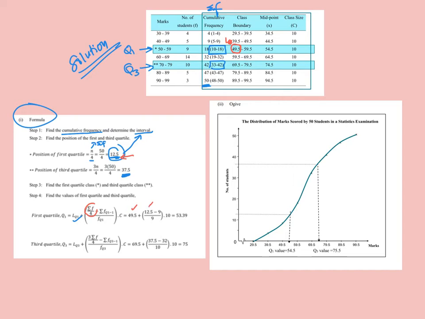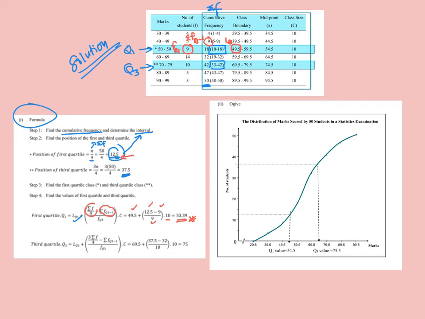Then we have 9. 9 is the cumulative frequency of the classes before the quartile 1 class. Below here we also have 9, which is the frequency of quartile 1. The class size is 10, and using a calculator, the final answer is 53.39.